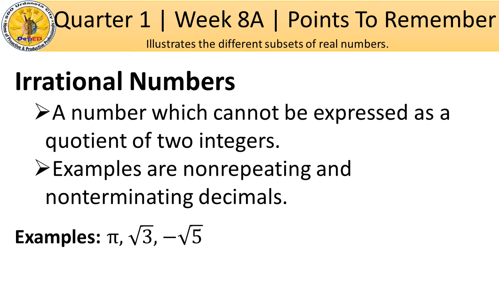Irrational numbers: a number which cannot be expressed as a quotient of two integers. Examples are non-repeating and non-terminating decimals. Here are the examples: pi, square root of 3, negative square root of 5.